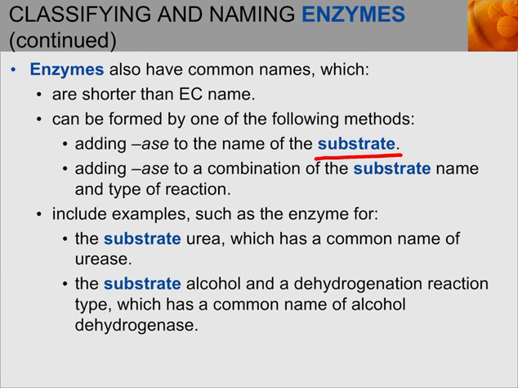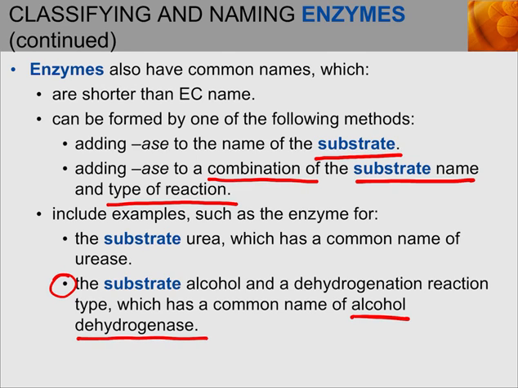Or you could add ASE to a combination of the substrate name and the type of reaction. One example is actually given down below. The substrate alcohol and a dehydrogenation reaction type would give us a common name of alcohol dehydrogenase. So we named the substrate, the type of reaction, and then we just end it in ASE. That's also a nice thing with enzyme naming. No matter what method you're using, typically enzyme names either end in IN or ASE, so you can figure out, oh, this must be an enzyme.